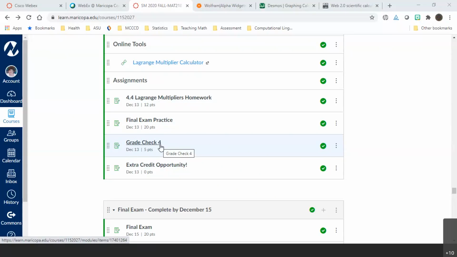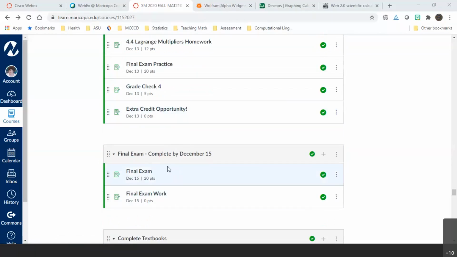Okay, again, as I said at the beginning and a few times during the semester, my goal is for everybody in this course to be successful. So it is kind of 11th hour right now. I mean, we are like the week before finals, but share with me what you think you need in this grade check. Okay, here's the final exam.